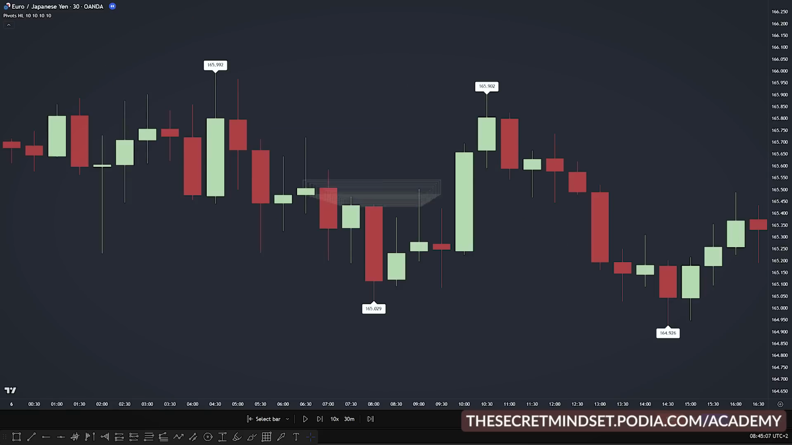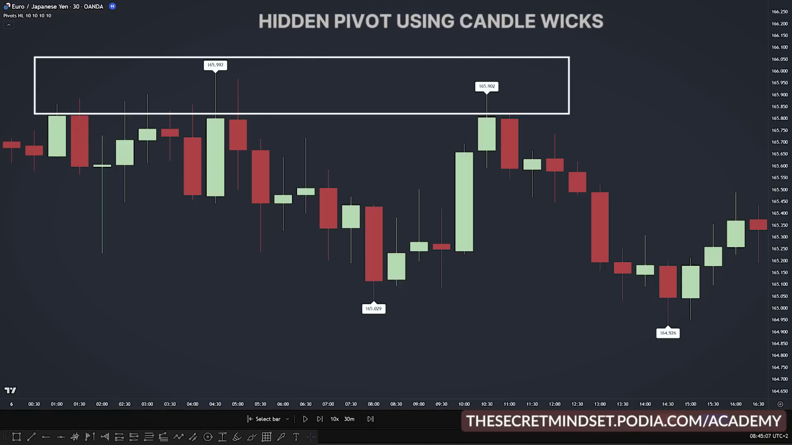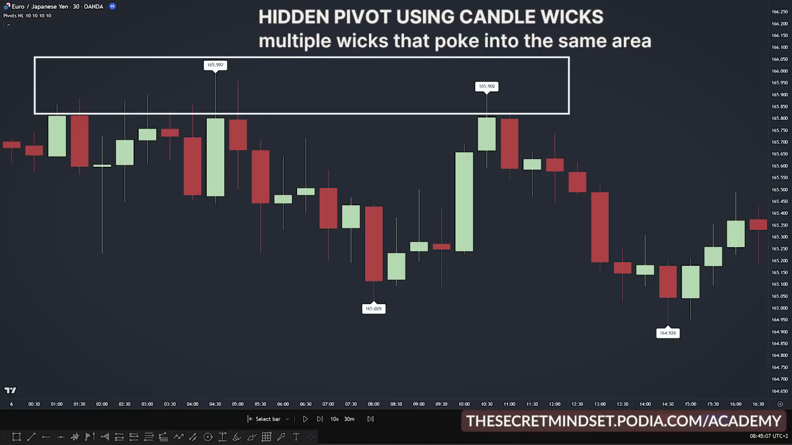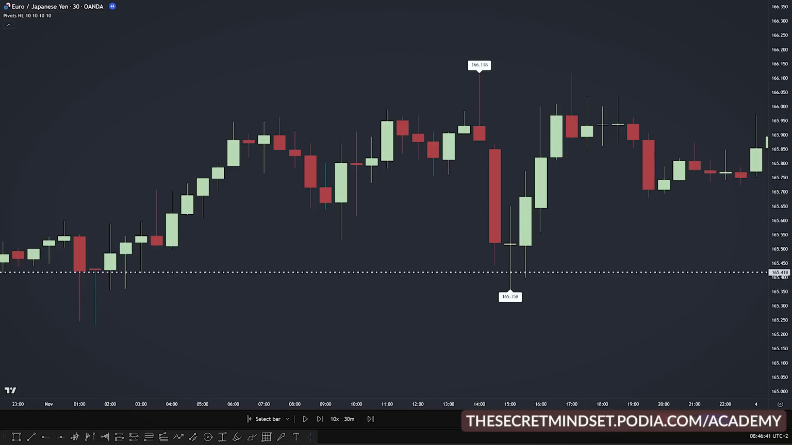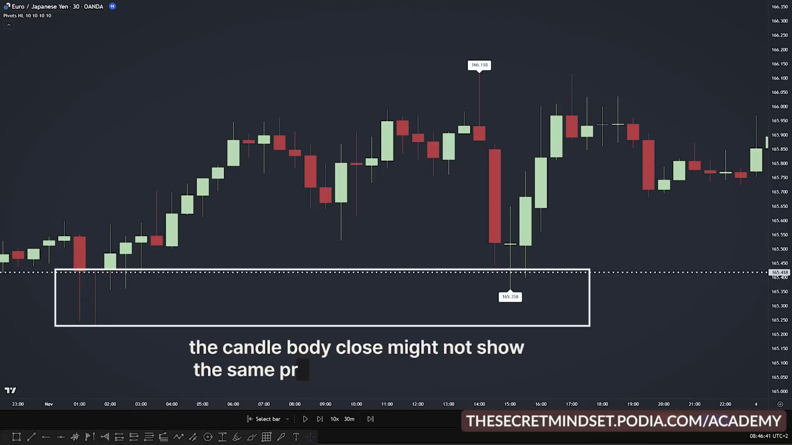I also look for clusters that might be hidden inside candle wicks. The market spikes up or down and leaves a wick. That wick might mark a pivot high or low. If I see multiple wicks that poke into the same area, I might highlight that as a cluster. The candle body closes might not show the same price, but the wicks might. That can still matter to me. If price returns there, it can trigger a new burst of activity, or it might hold as a barrier.